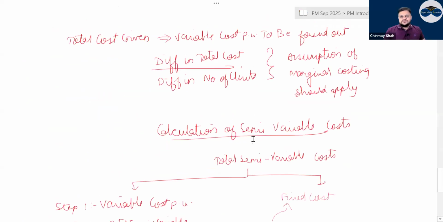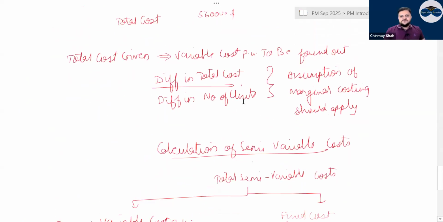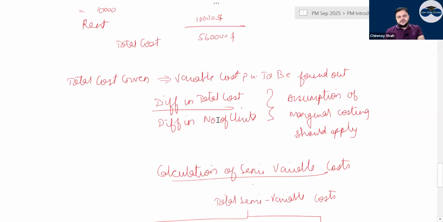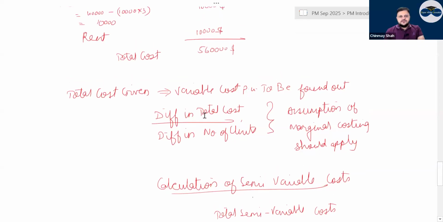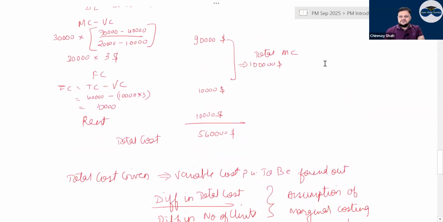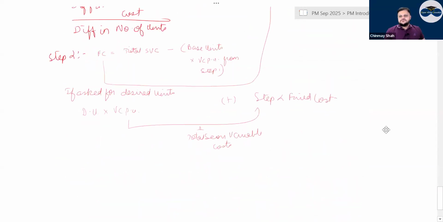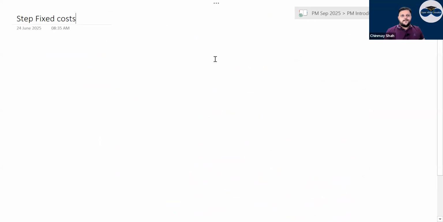Semi-variable cost, right? By advanced question, difference in total cost by difference in number of units, right? And high low method. Okay. Come to step fixed costs. Write down heading step fixed cost. Write down example.